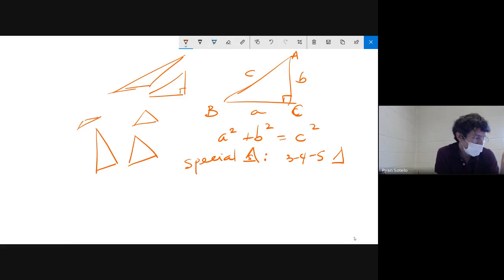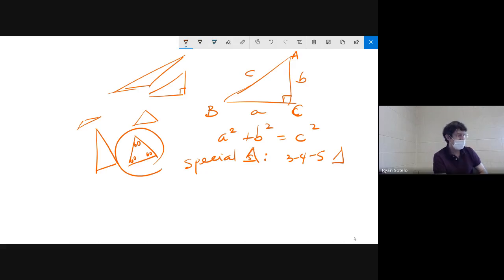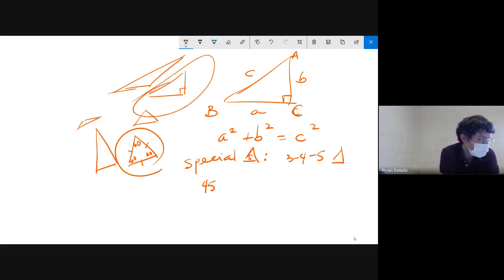Not quite, because that'll look like this. That'll be 60, 60, 60. So not a right triangle. That is a good triangle to keep in mind. Those are equilateral, so the sides are the same, and the angles are the same. One of the special triangles has one of its acute angles as a 45. We're only stuck with right triangles here, okay?